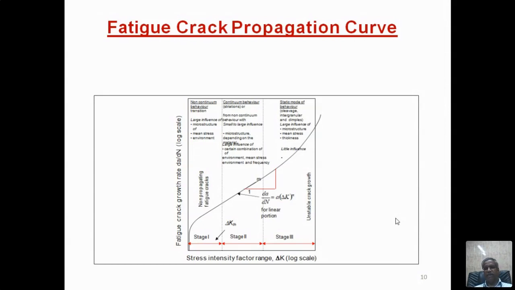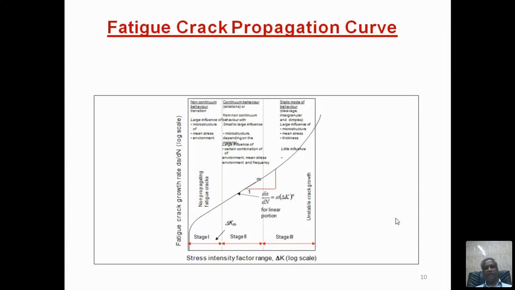So how are they different? They are divided into stage 1, stage 2, and stage 3. In stage 1, the stress intensity factor range is very, very low. Because the stress intensity factor is very low, the crack is not getting the driving force required to grow further. Okay, the stress intensity factor is low means what?